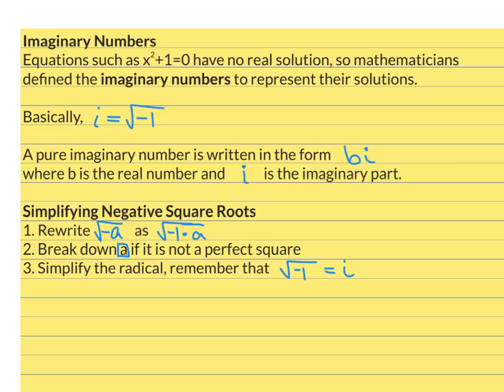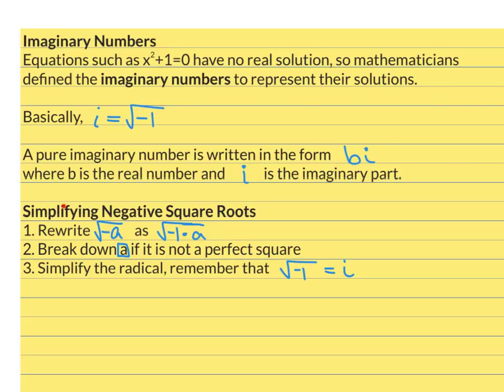But the big thing that you really need to write down, now you don't need to write down all this stuff probably, but the big thing that you need to write down is that the square root of a negative 1 is basically I. Okay? The pure imaginary number is written in the form b times I. That b is a real number, so like 4I. And the I is the imaginary part.